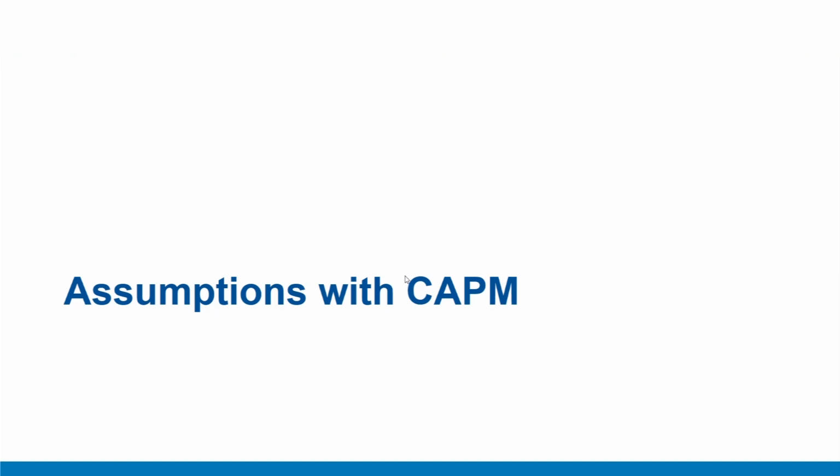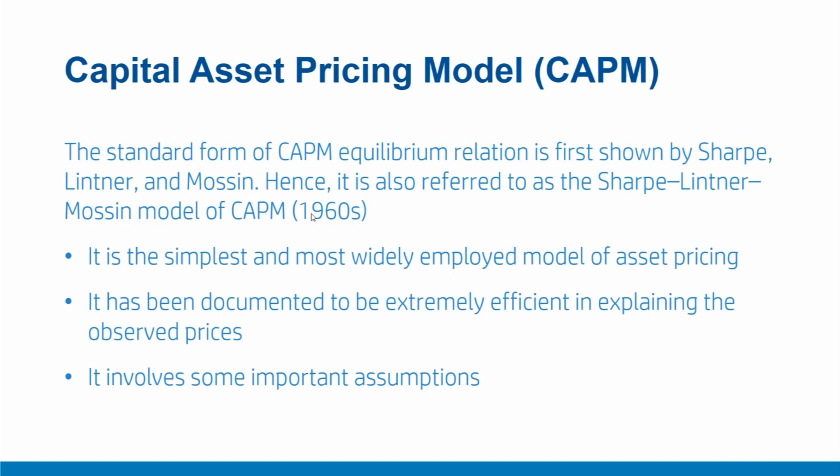Application of the capital asset pricing model assumes certain assumptions that deviate from real-life behavior. In this video, we'll discuss some of those assumptions. The standard form of CAPM, or capital asset pricing model, in equilibrium relationship was first shown by Sharpe, Lintner, and Mossin. That is why it is also referred to as the Sharpe-Lintner-Mossin model of CAPM, and it was developed in the 1960s.